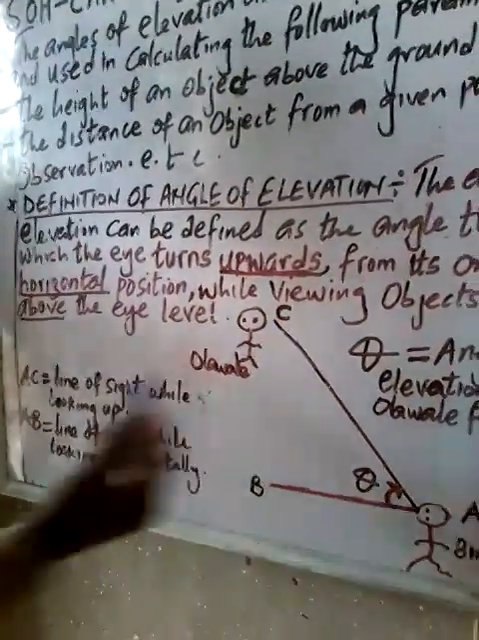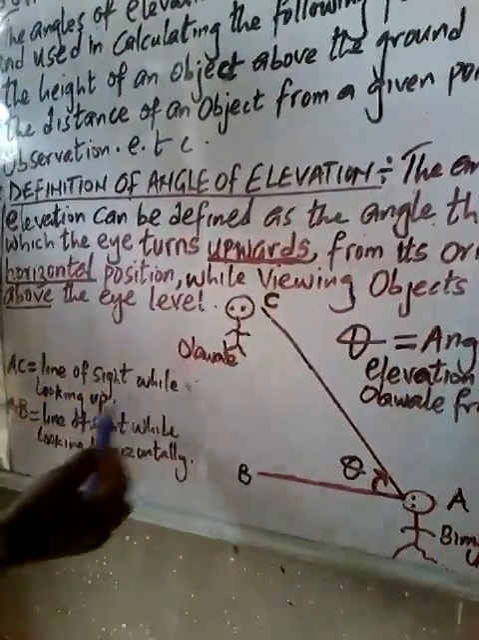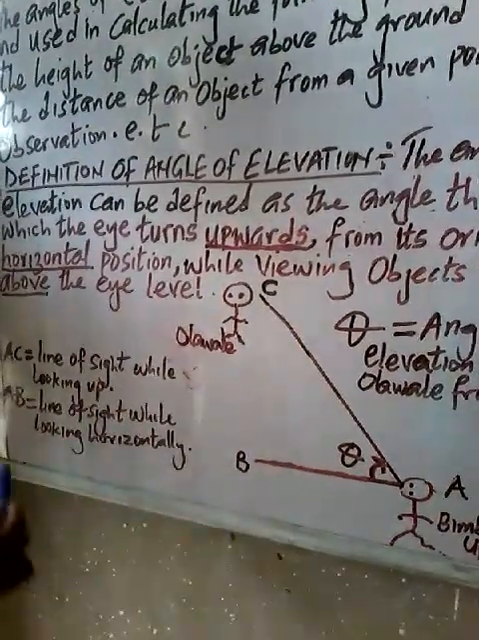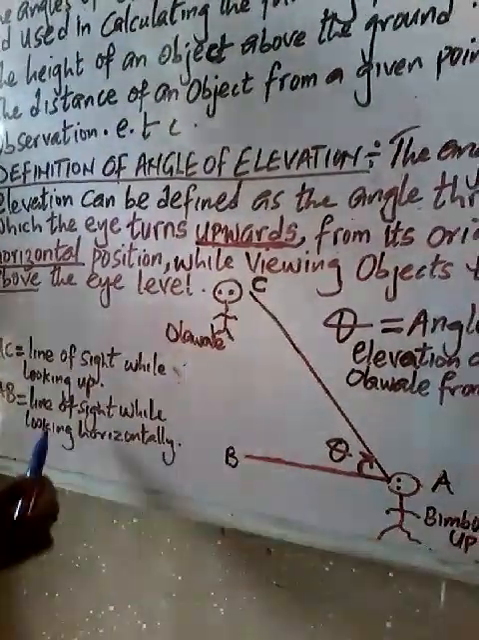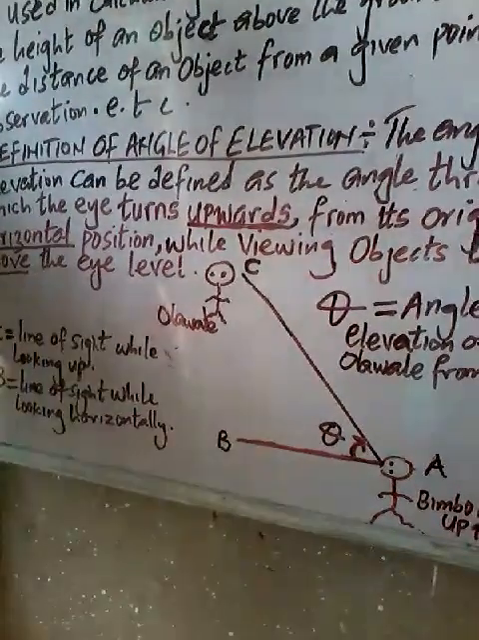Then AC will be called the line of sight while Bimbo was looking up. Then AB, which is the horizontal line, will be called the line of sight while Bimbo is looking straight horizontally before she looks up. Now I go to angle of depression.